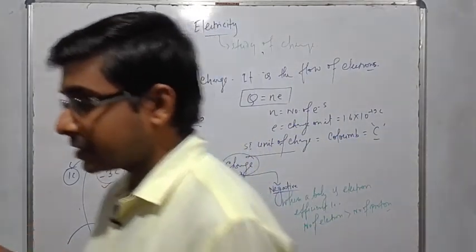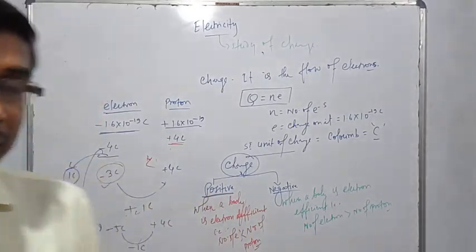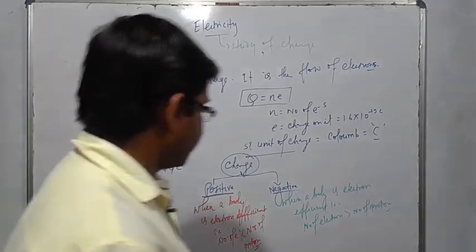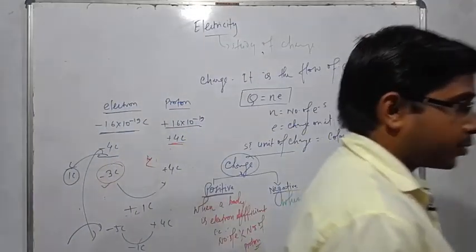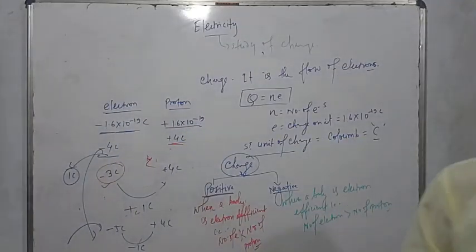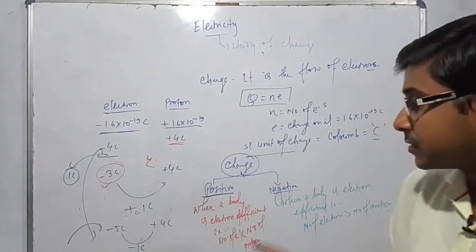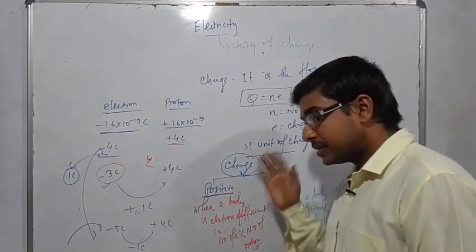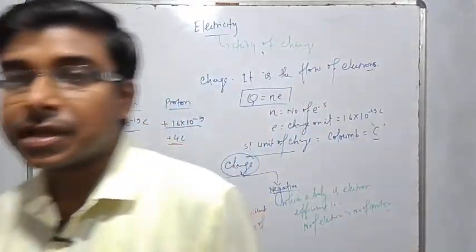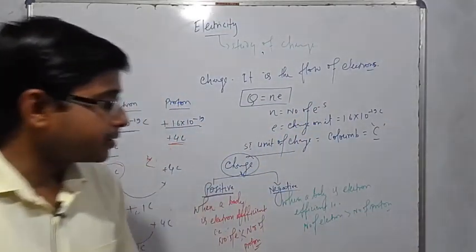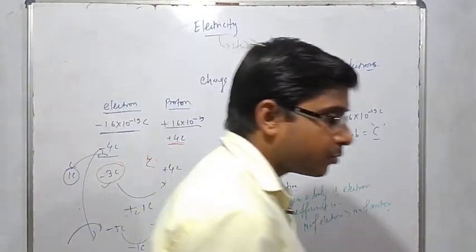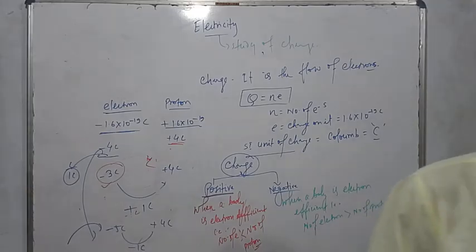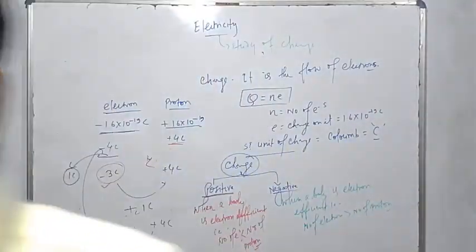We can say a body is positively charged when the number of electrons is less than the number of protons, meaning electrons are liberated. That's why it is positively charged. Similarly, a body is said to be negatively charged when electrons are gained, meaning more electrons are added, that's why it is called negatively charged.